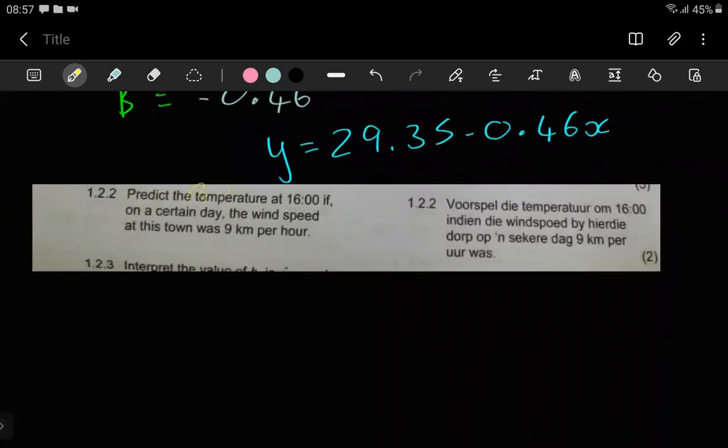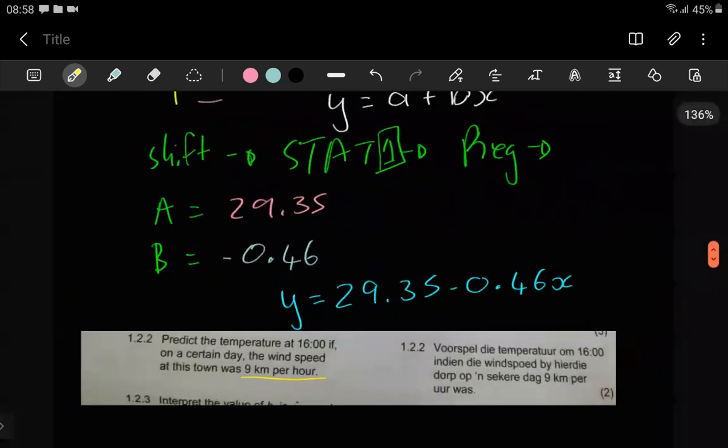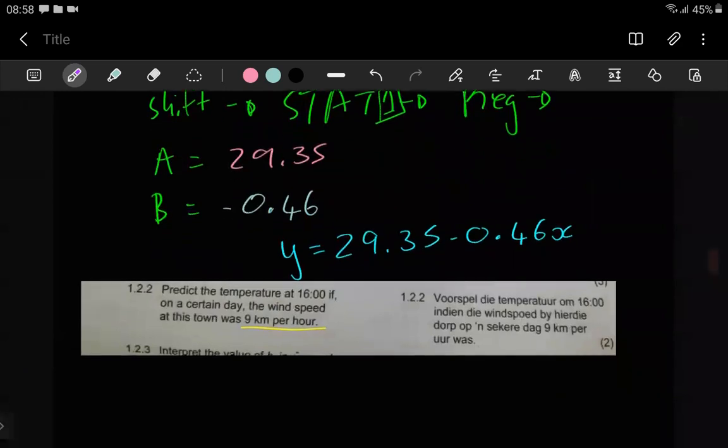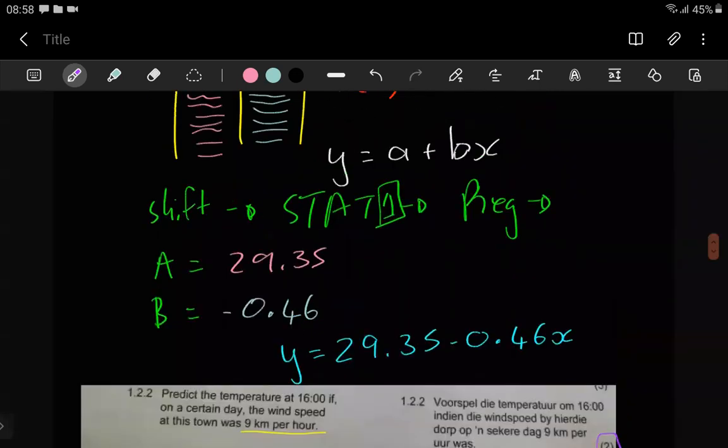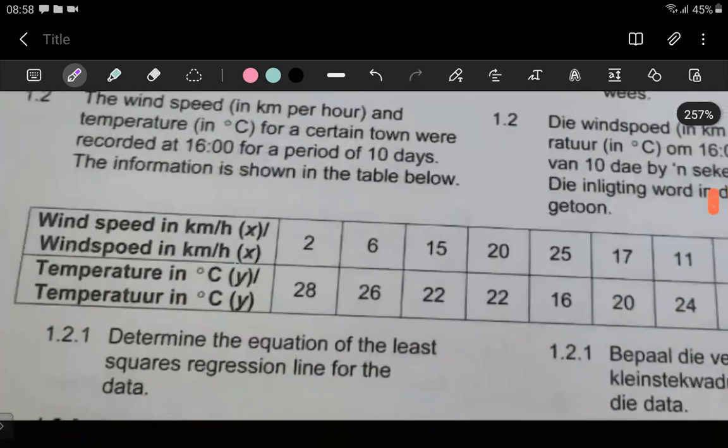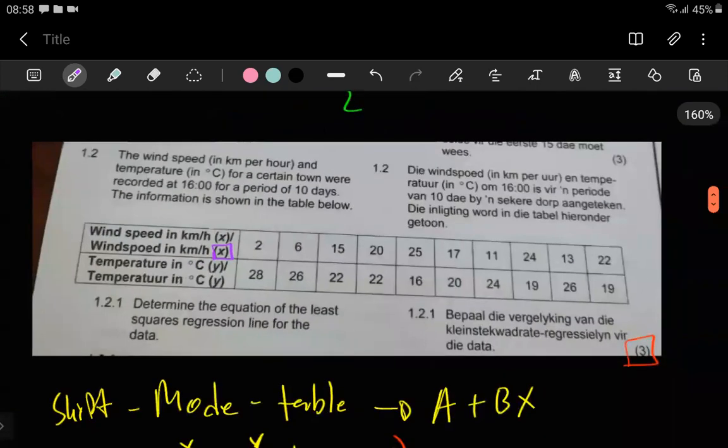1.2.2 says predict the temperature at 4 if on a certain day the wind speed at this town was 9 kilometers per hour. So what would we do for 1.2.2? That one is a good question. Remember, we have an equation that can give us what they're asking for. If they want to predict, that's what this equation is used for. This equation tells you that x is mainly wind speed and y is more like temperature.